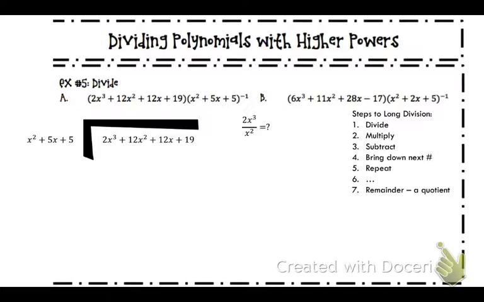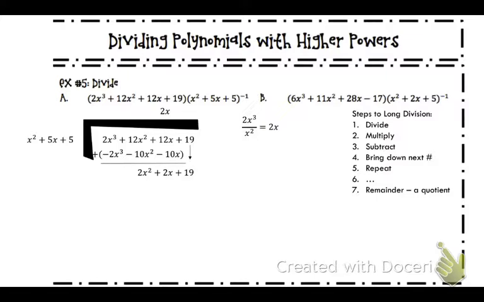Then you just do first with first. So 2x cubed divided by x squared is 2x. That goes up top. Now we multiply. 2x times x squared is 2x cubed. 2x times 5x is 10x squared. 2x times 5 is 10. Then we subtract, change all those signs. 2x cubed minus 2x cubed cancel. 12x squared minus 10x squared is 2x squared. 12x minus 10x is 2x.